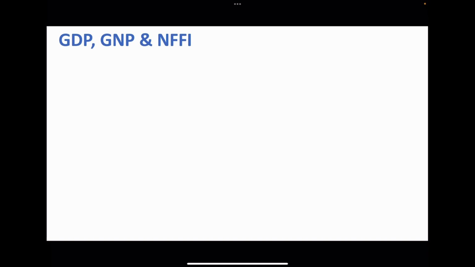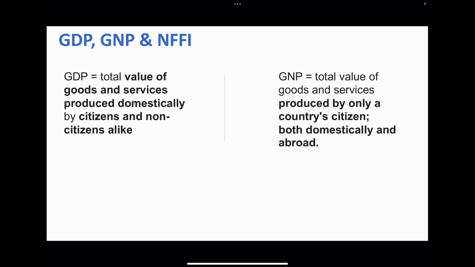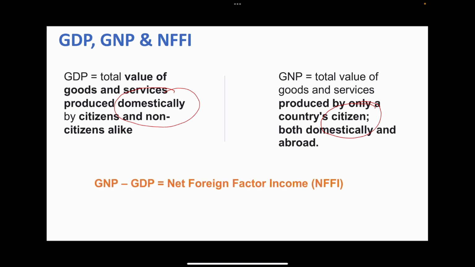So, essentially, GDP is the value of all the final products manufactured domestically, either by the citizens or the foreigners. The word domestic is important here. And in GNP, all the final products manufactured by citizens, both domestically and abroad, are considered. So here, the word citizens manufacturing is important. And the difference between the GNP and the GDP is called net foreign factor income.